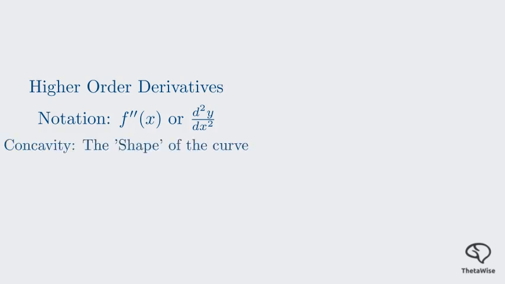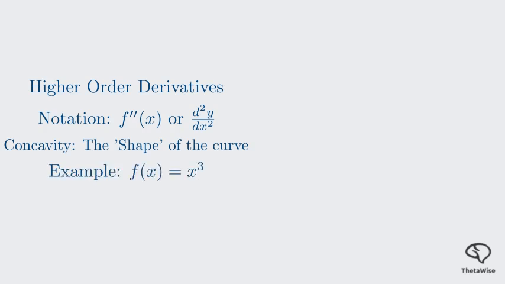In terms of graphs, the second derivative tells us about concavity, which is just a fancy word for which way the graph bends. If the second derivative is positive, the graph is a smiley face, or concave up. If it's negative, it's a frowny face, or concave down.